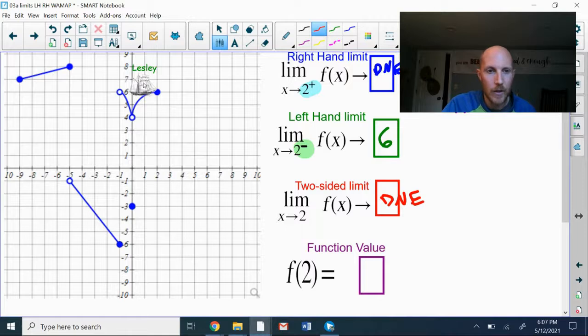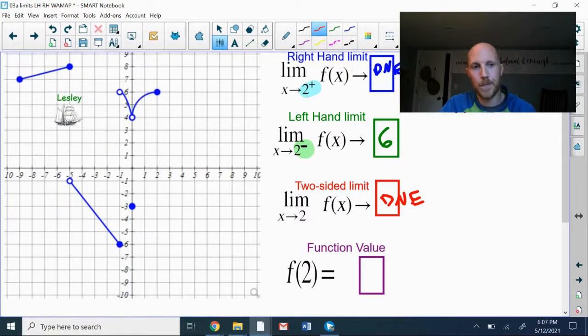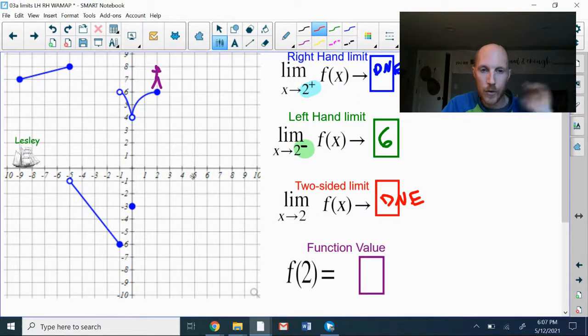All right. Excuse me, Dread Pirate Leslie. I need to have some space for my graph walker. Function value. This is more straightforward. Put the graph walker on there. Where do they stand? They stand at a height of 6.